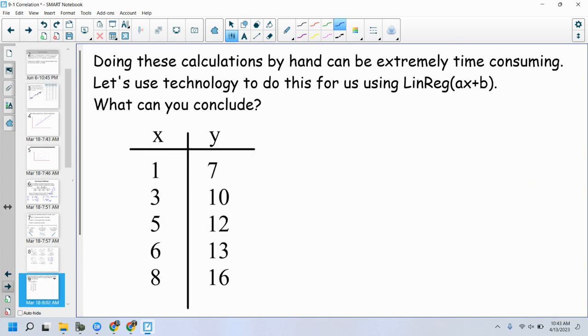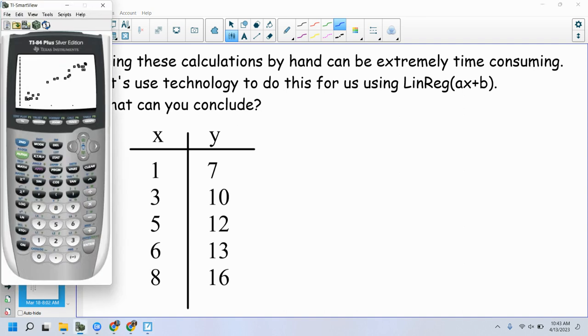All right. Doing these calculations by hand can be extremely time consuming. So let's go in and actually see how we do this in our calculator. I'm changing up the data. Let's go into our stat and hit edit again. Let's clear out our lists. I'm going to hit clear when I'm up on top of list 1, and then I hit down. Do not hit delete. I'm going to go up on list 2, hit clear, and then hit down. All my data's gone.